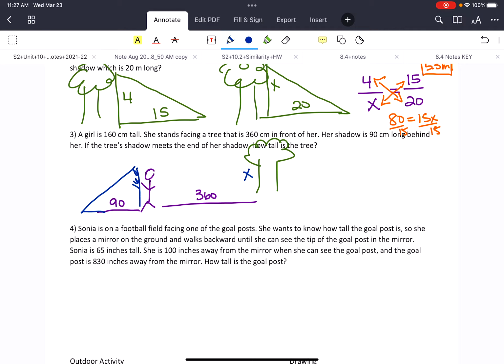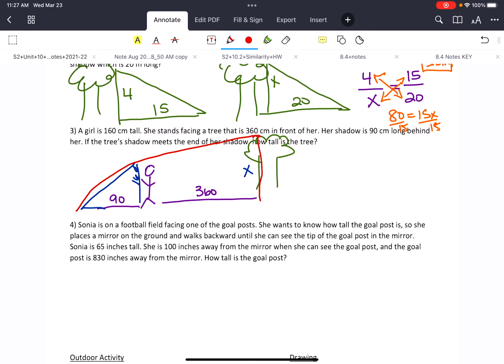So if the tree's shadow, let's make this one red. If the tree's shadow, and this is not going to be a very accurate triangle, but if the tree's shadow goes all the way here and we pretend that's a triangle, pretend I drew that correctly, then this length right here is going to be 360 plus 90, which is 450. So we know the length of the tree's shadow is 450.